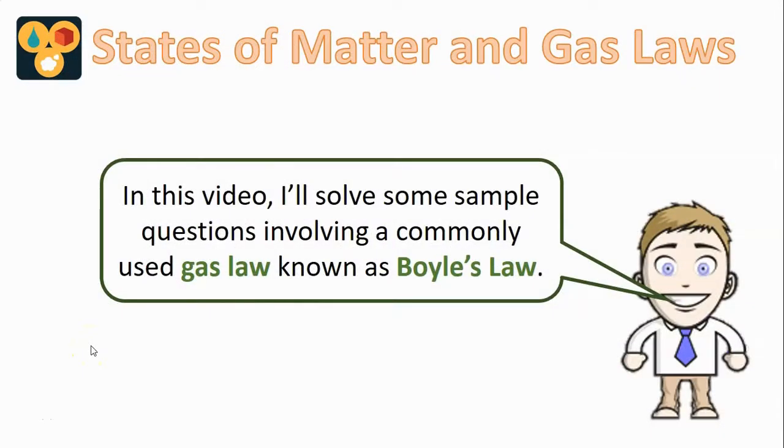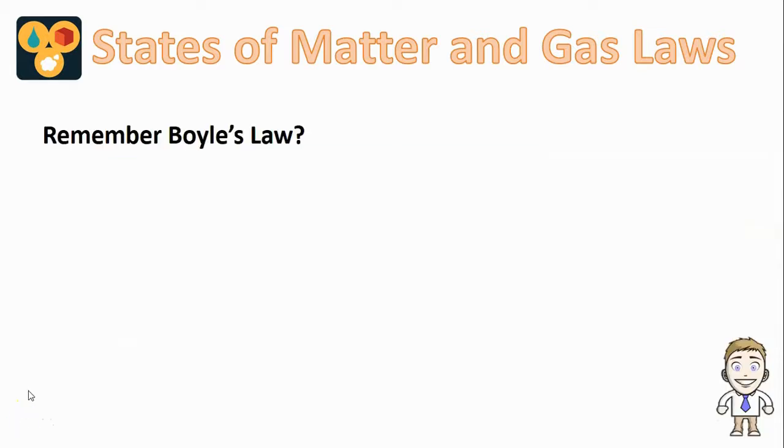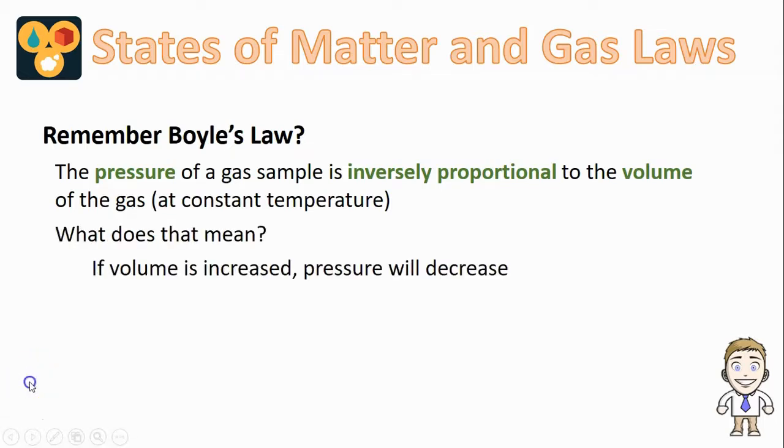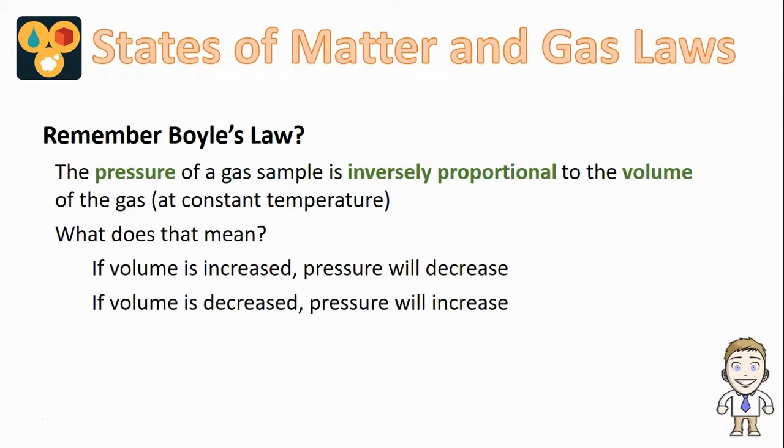Hey everyone, in this video I'll solve some sample questions involving a commonly used gas law known as Boyle's law. So let's do a really quick recap of some of the things that Boyle's law tells us. First of all, it says that the pressure of a gas is inversely proportional to the volume at a constant temperature, which means that if the volume goes up, the pressure will do the opposite and go down. Or if the volume goes down, the pressure will again do the opposite and go up.